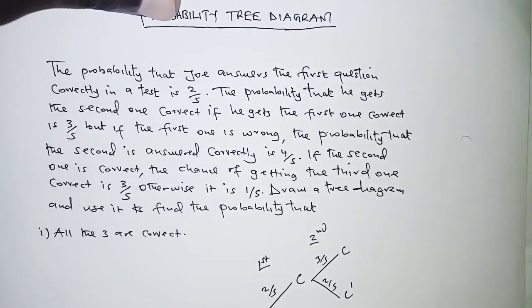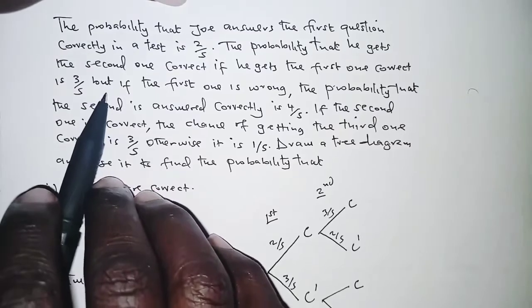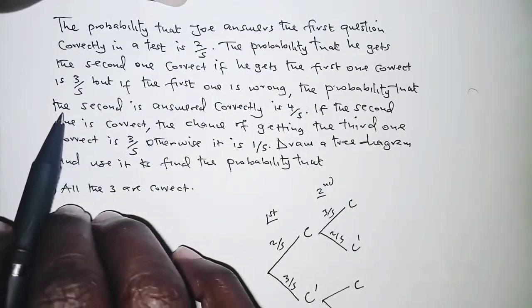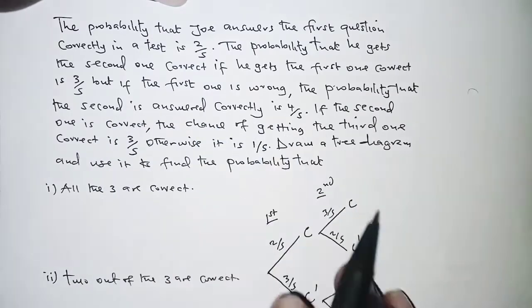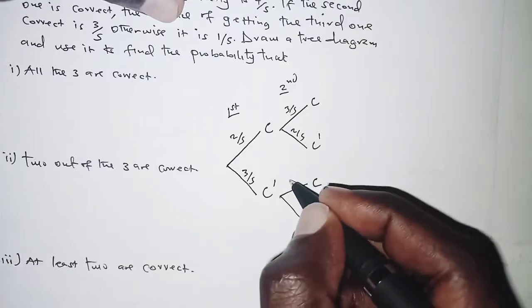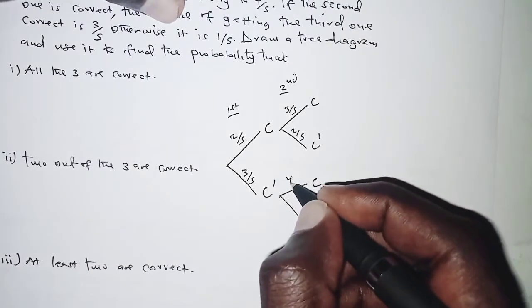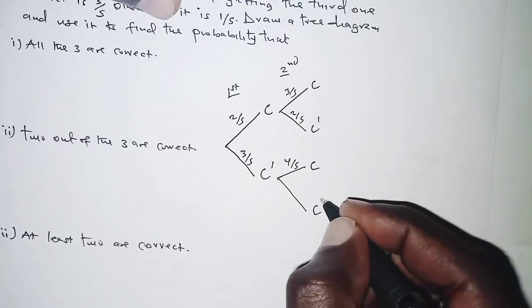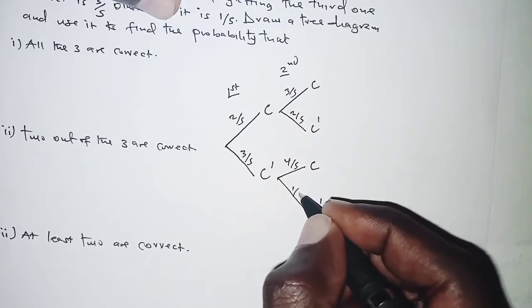And then it continues. But if the first one is wrong, the probability that the second is answered correctly is 4 over 5. So if the first one is wrong, then the probability of getting the second one correctly should be 4 over 5. And that means that not being correct is 1 over 5.